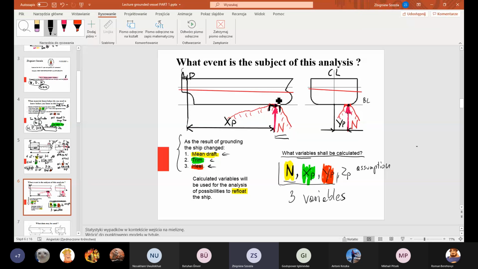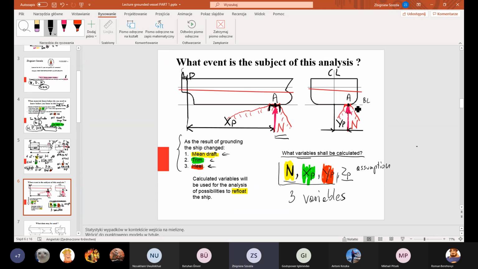I will put here A as a point of action between the point and aft perpendicular. So it is XP. Here is point of action A. YP, the red one, is the distance between point of action A and the center line. And the last one, ZP, is the distance between point of action A and the baseline.